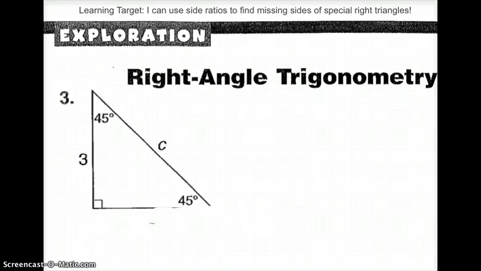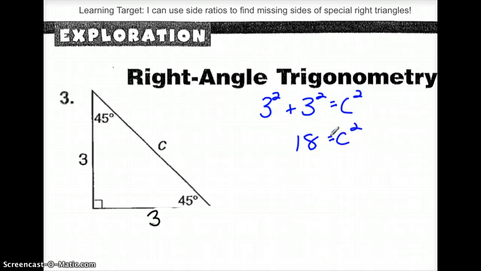We kind of lost it, but this is a 3 down here. Same thing again, just kicked up the side measures, still a 45, 45, 90. So the Pythagorean theorem is looking for 3 squared plus 3 squared, which is 9 plus 9, which would be 18.